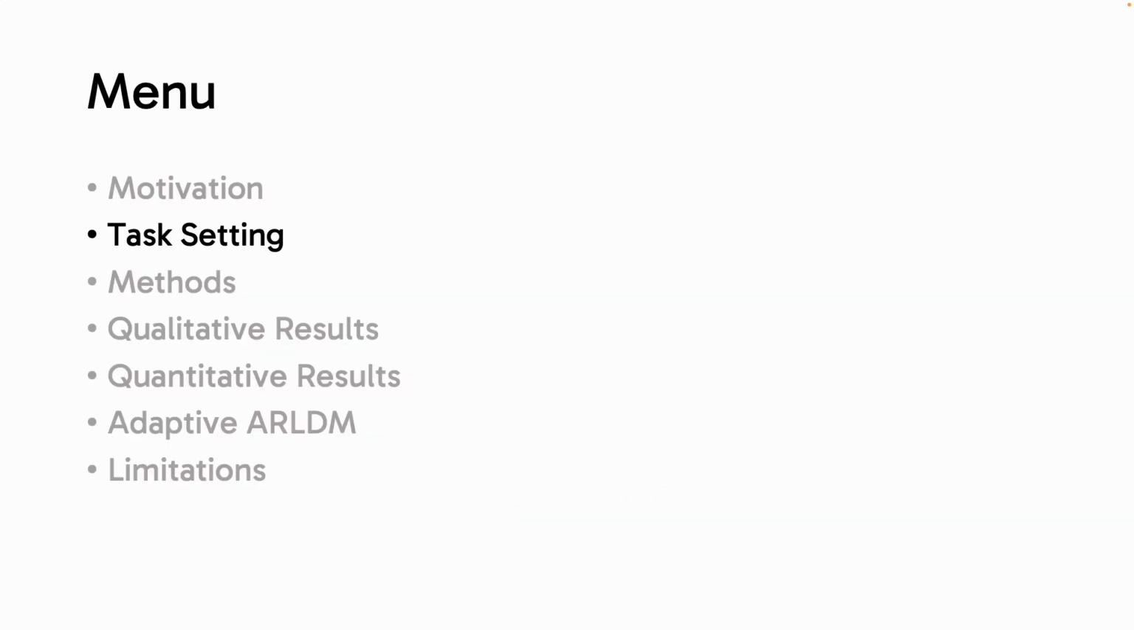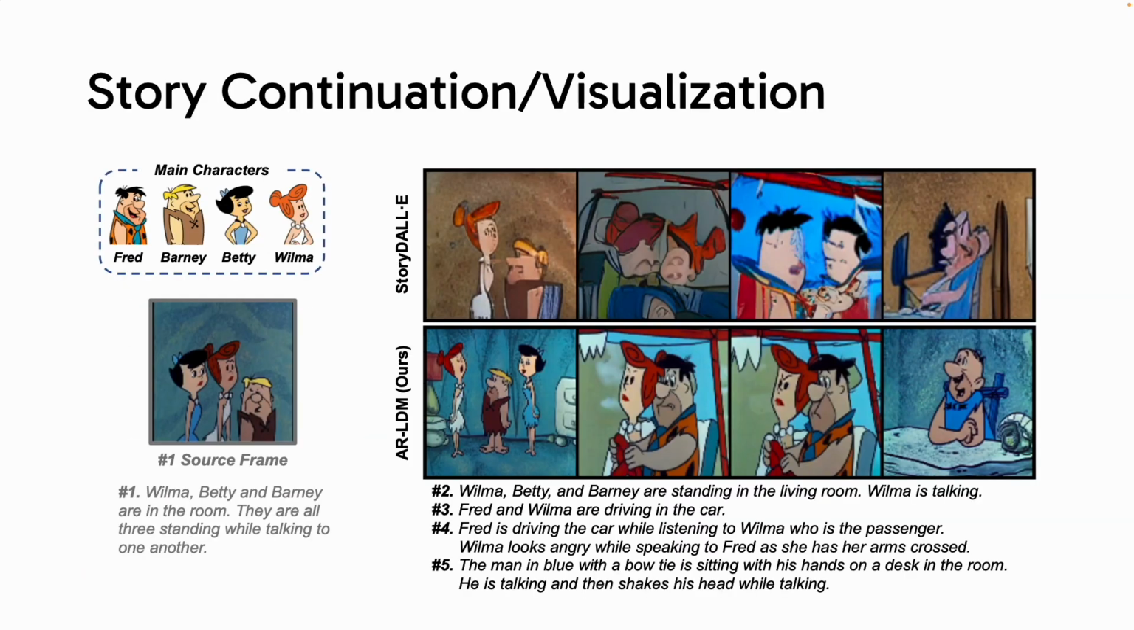We mainly focus on two tasks: story continuation and story visualization. For story continuation, the model is given the first frame as a source frame and needs to generate the other frames according to the captions. Well, in the story visualization setting, the model needs to generate all of the 5 frames from the given captions.